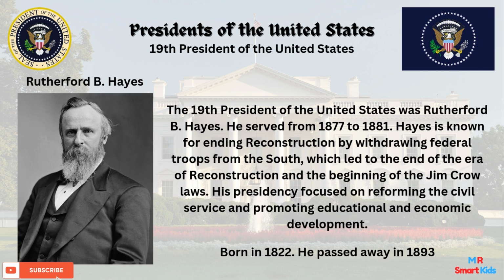The 19th President of the United States was Rutherford B. Hayes. He served from 1877 to 1881. Hayes is known for ending Reconstruction by withdrawing federal troops from the South, which led to the end of the era of Reconstruction and the beginning of the Jim Crow laws. His presidency focused on reforming the civil service and promoting educational and economic development. He was born in 1822. He passed away in 1893.